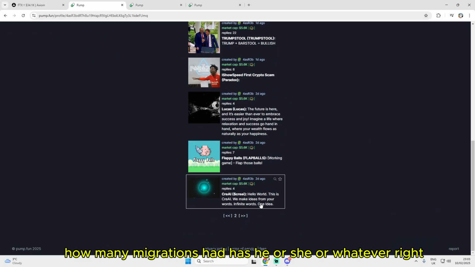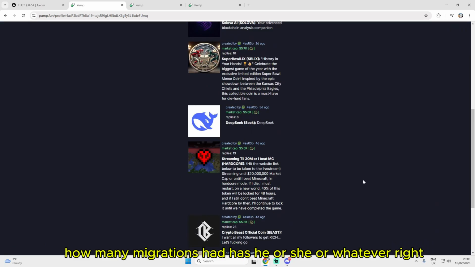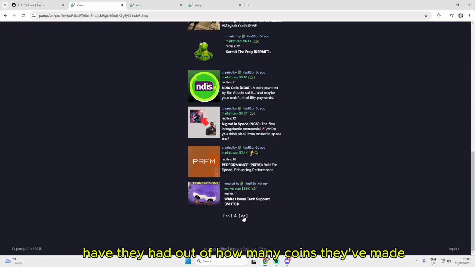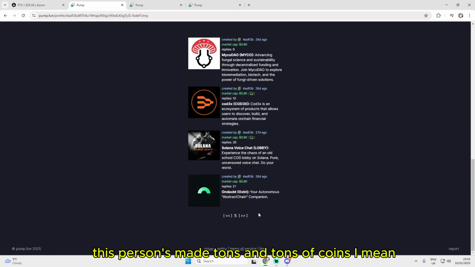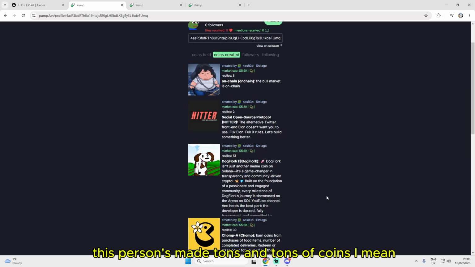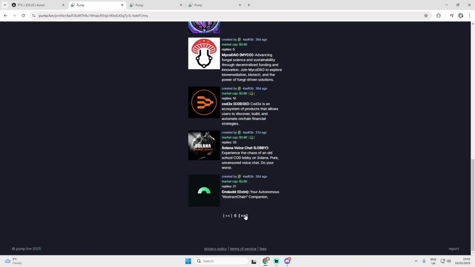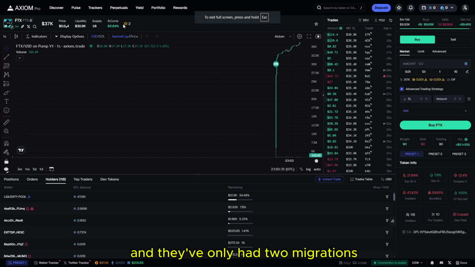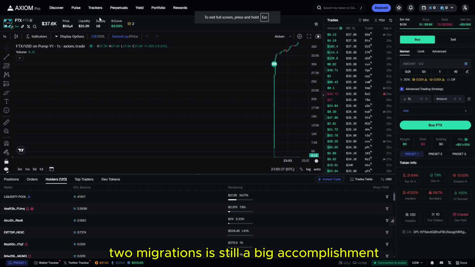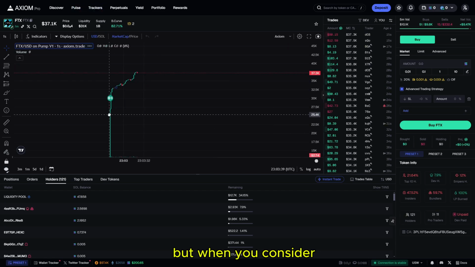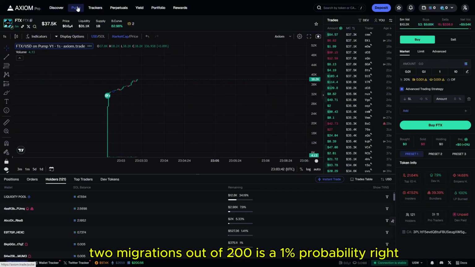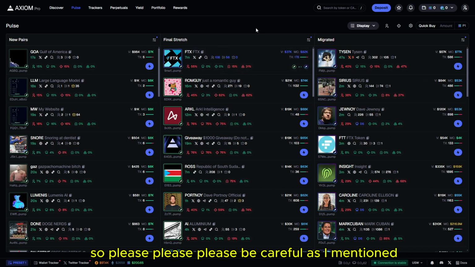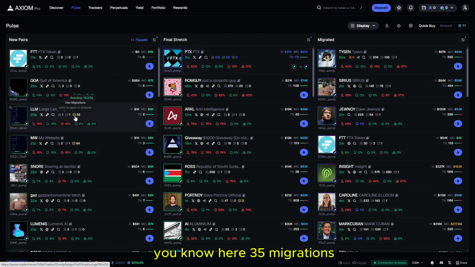how many migrations has he or she or whatever, have they had out of how many coins they've made? As you can see, this person's made tons and tons of coins. Who knows how many coins they've made at this point. And they've only had 2 migrations, which of course is still a big accomplishment, but when you consider 2 migrations out of 200 is a 1% probability, right? So please be careful. As I mentioned here, 35 migrations.